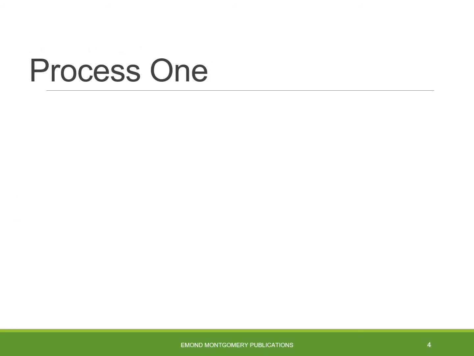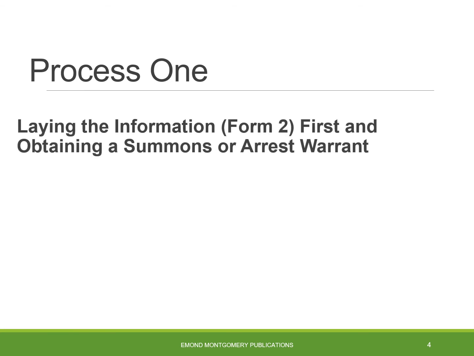So the first process: laying the information, Form 2, first, and then obtaining a summons or an arrest warrant. What we're really talking about when we're laying an information is going to the court and telling a judge, a master, or a justice of the peace that an alleged violation of the Criminal Code has happened, and that we need to somehow bring the accused before court to answer for what they have done.